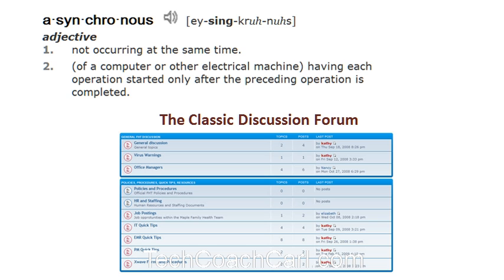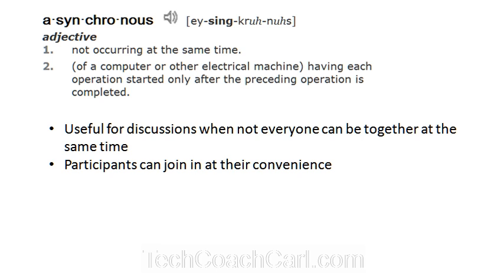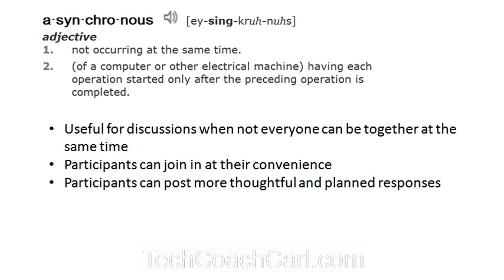A good example would be the classic discussion forum online where I can post now and you might answer me days or even weeks from now. It's a conversation. There's definitely important information being interchanged, but it's not real time. Asynchronous communication can be very useful in online situations. For example, it can be useful when people can't all be together at the same time. Participants can join at their convenience. This is real important if your participants are in different time zones, for example.